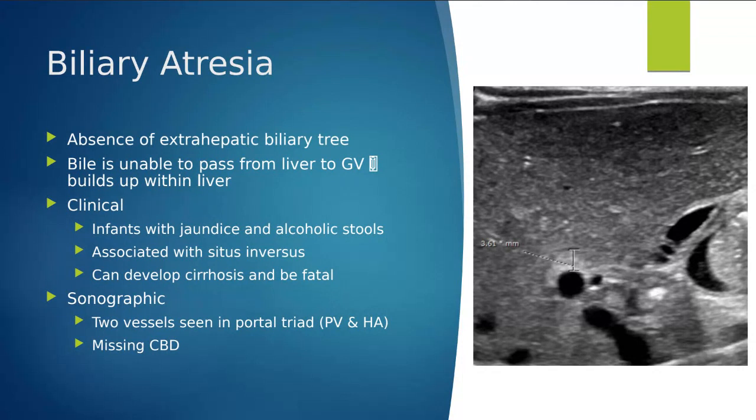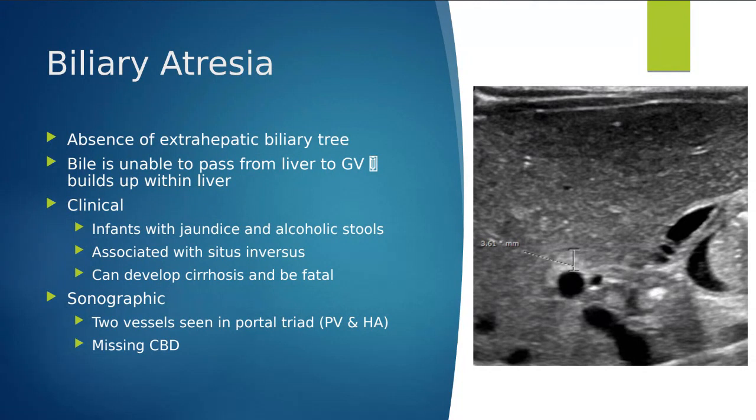Ultrasound, we're going to see missing components. So we're going to see a missing CBD, or we wouldn't normally see a cystic duct or common hepatic duct anyway, but if we don't see a CBD, we know that something else is going on. We could potentially not even see a gallbladder, or the gallbladder that we do see can be very, very small. We also are going to see only those two vessels in the porta hepatis, right? So we're only going to see that main portal vein and the hepatic artery.